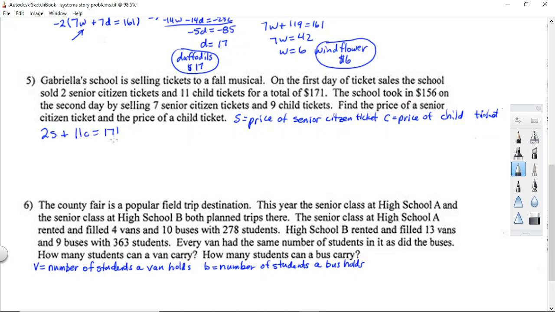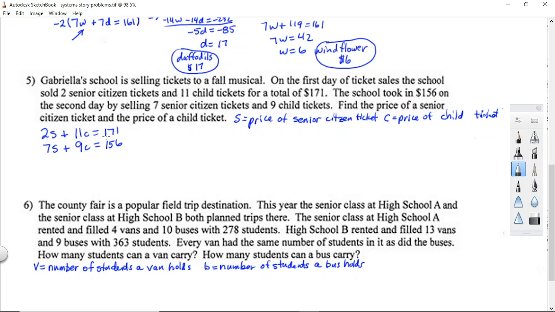So that gives us one equation. The second day will give us another equation. 7 senior citizen tickets. So 7S, since each one has a price of S and you sold 7 of them, plus there's 9 child tickets, so 9C is the amount you got from those. Okay, because the price of each is C, equals $156.